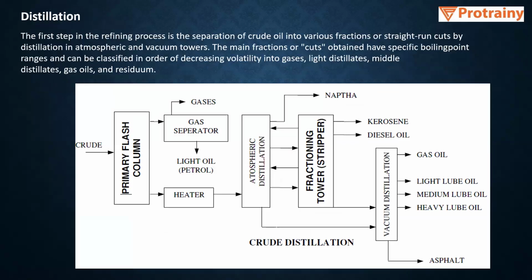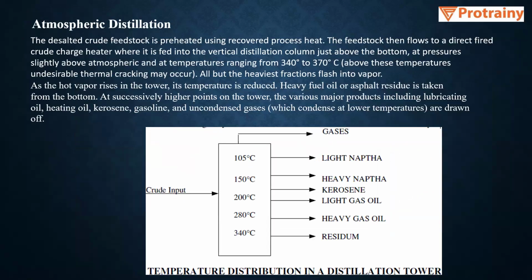So distillation is the first step in the refining process, where the various fractions or straight run cuts are distilled in the atmospheric distillation tower and the vacuum distillation tower. Okay, so these various fractions have different boiling points, as I have shown you in the previous slide. Like gasoline has a low boiling point, so that will be extracted at the top of the column, and the bitumen or asphalt will be extracted at the bottom. So accordingly the content is heated, and it is separated.